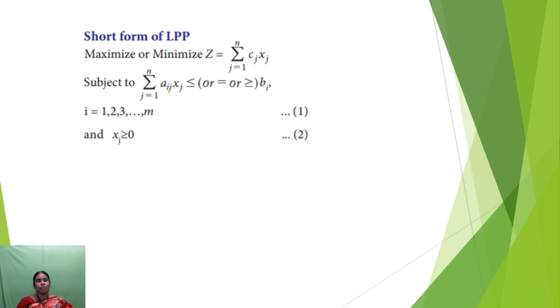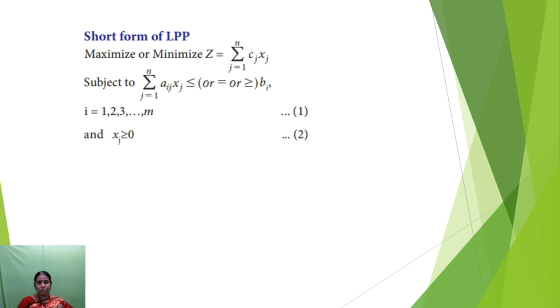The first line is the objective function. It defines the problem, either to maximize or to minimize. So, maximize or minimize the summation j equal to 1 to n of cj xj, subject to the constraints, where i lies between 1 to m, and xj's are greater than or equal to 0. This is the short form of an LPP.